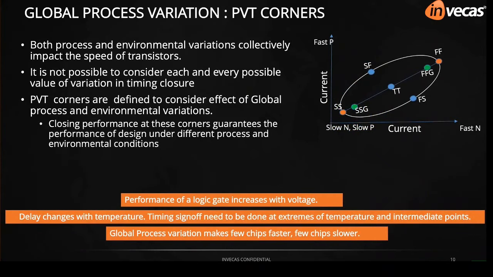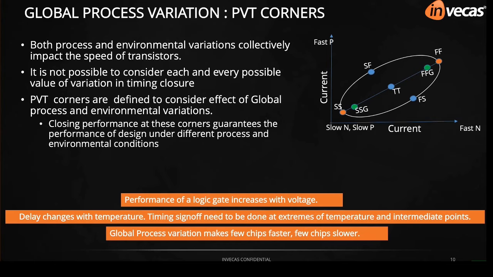Let's bring environmental variations also into the picture at this point in continuation with global process variations, as both of these are handled in more or less the same way. Both global process variations and environmental variations collectively will have an impact on the speed of the transistors. Just to take an example of temperature, depending on the ambient and junction temperature, the chip can have a temperature range from 25 degrees to 85 degrees. But it will be difficult to do the timing sign off at each and every value of the temperature. Similarly, the same case exists for the voltage also.